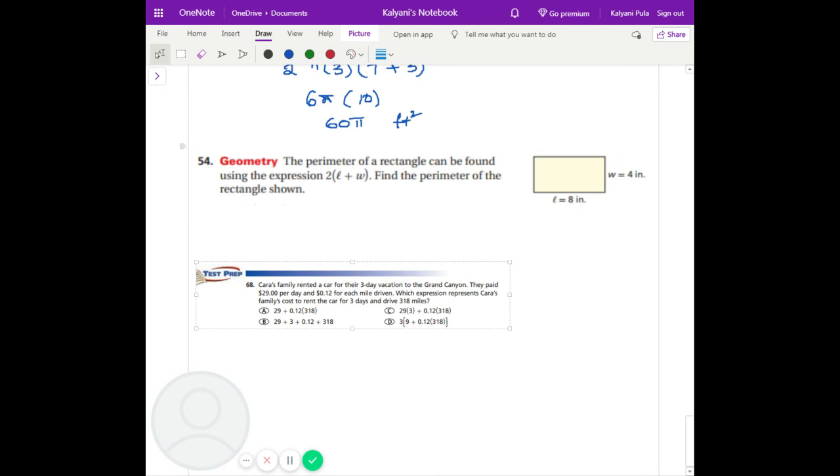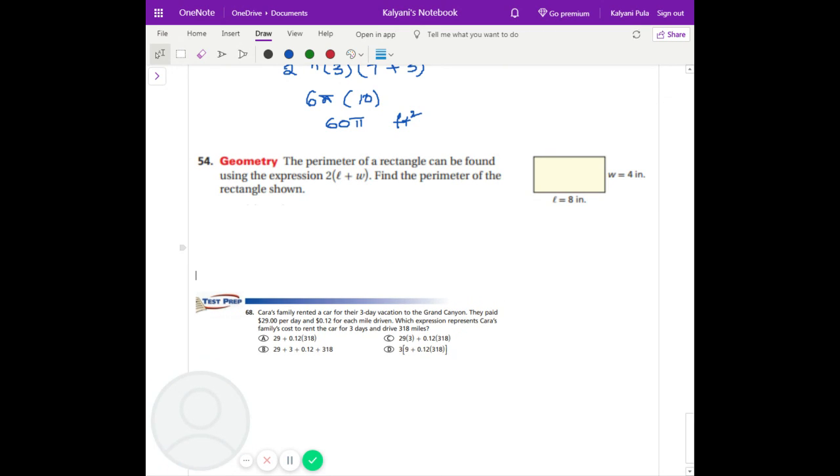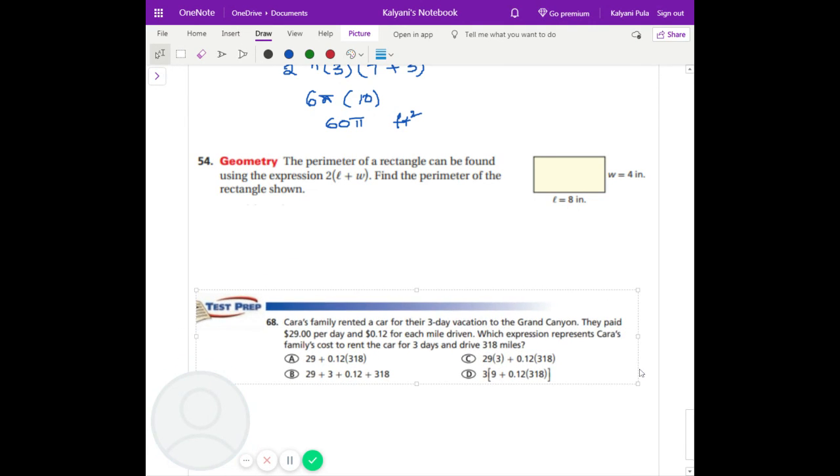What did you do for number 54? Well, since length is 8 and width is 4, I changed them to 8 and 4, and I did 8 plus 4. Good job. And then I did 12 times 2, which is 24. Perimeter means just inches. If it is area, then you have to use inch squared. Let's try the next one.